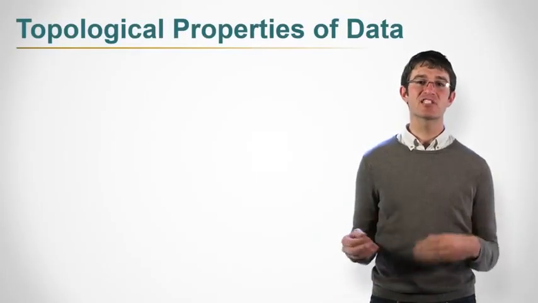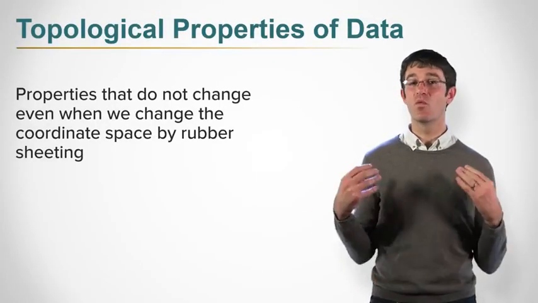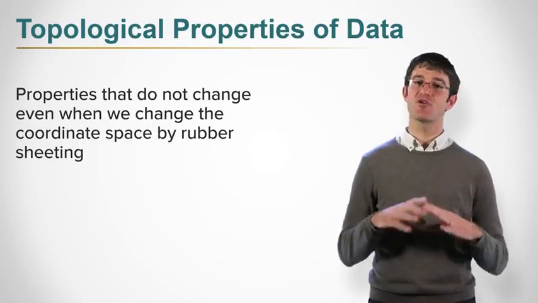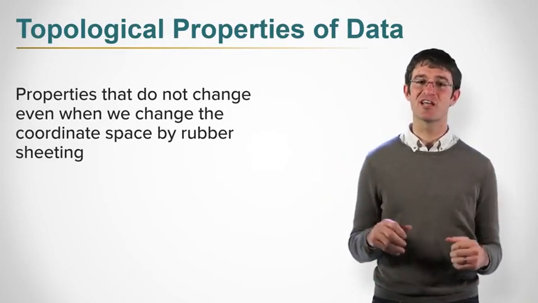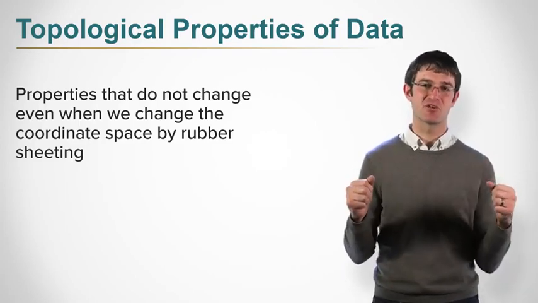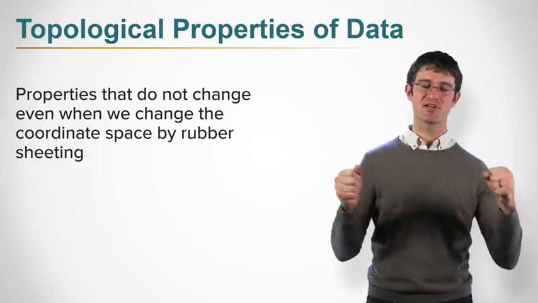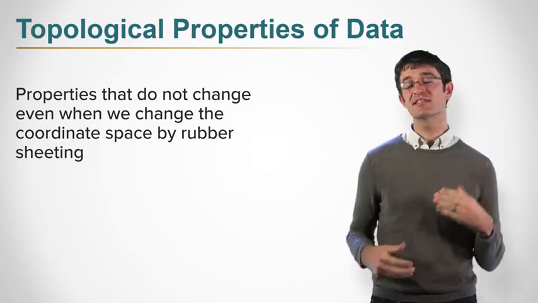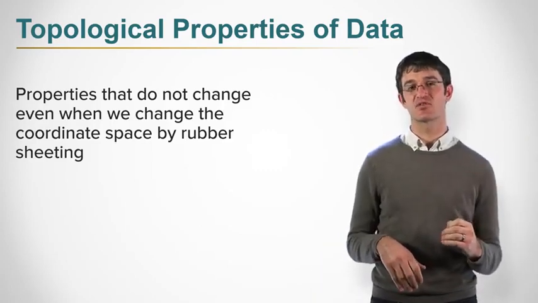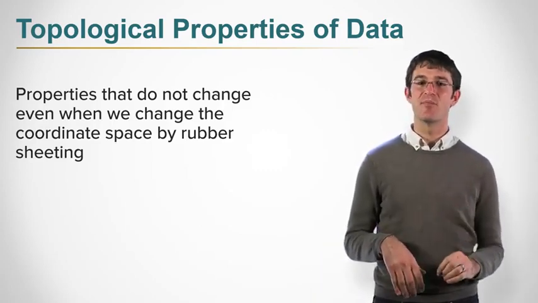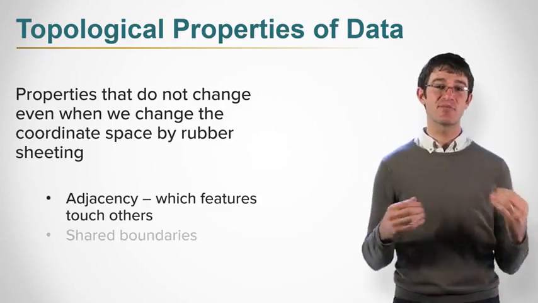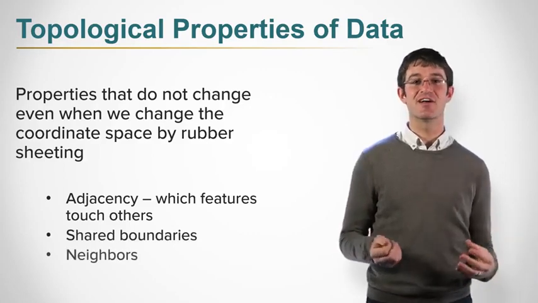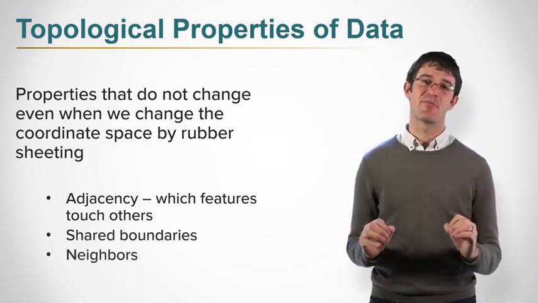As a quick summary, topological properties of data are those that won't change if we were to stretch or distort the coordinate space. The common term for this distortion is rubber sheeting, because if we imagine the data printed on a rubber sheet, we can pull the sheet apart to simulate distortion. Distances and angles change in this type of distortion, so they're not topological, but adjacency information, which features touch others, shared boundaries, neighbors, etc., don't, and these are topological properties.